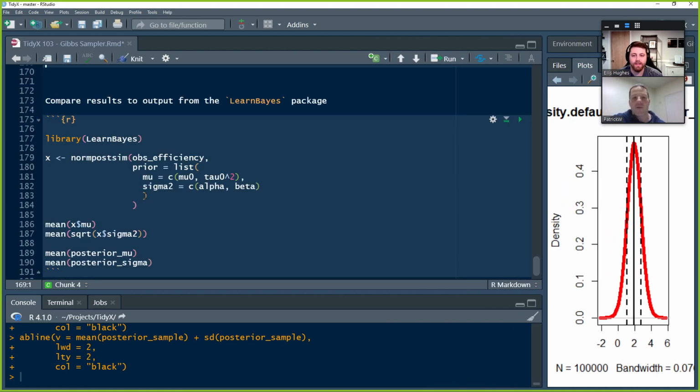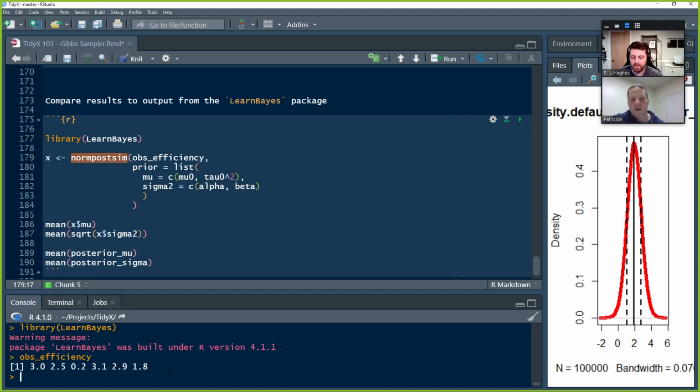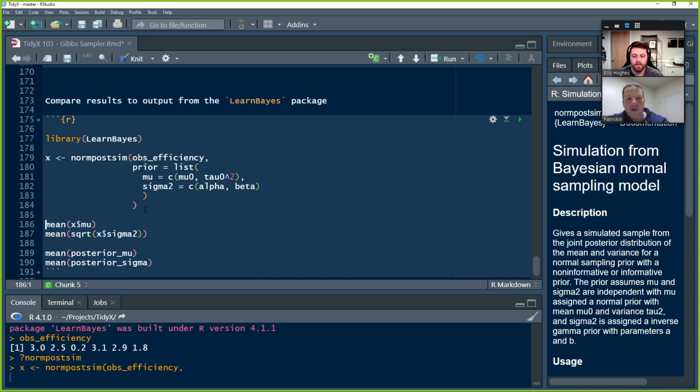If you don't want to do all the math by hand, Jim Albert, who's a Bayesian statistician and professor at Bowling Green University, wrote this great book called Bayesian Computation with R, and it has this nice package called LearnBayes that is a supplement to it. And so he has this function called normal post sim, where you pass it your observations, observed efficiency, and you pass it your prior in a list form. So you pass it the prior mu, which we calculated above, our mu and our tau, and you pass it your prior sigma, which is your alpha and beta, because you're dealing with the gamma distribution, which we calculated above. And if you do that, you'll get something very similar.